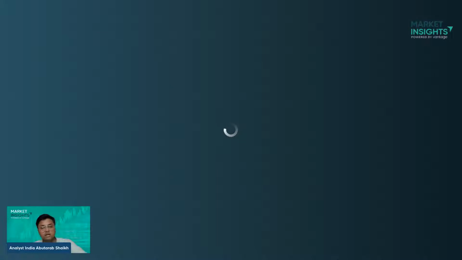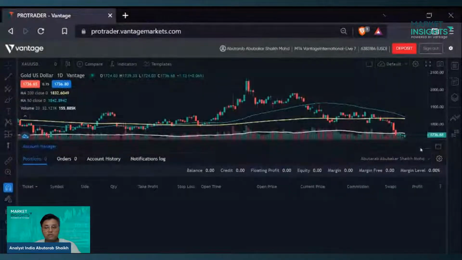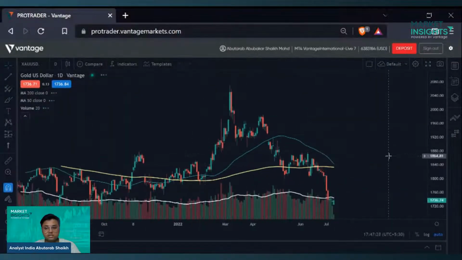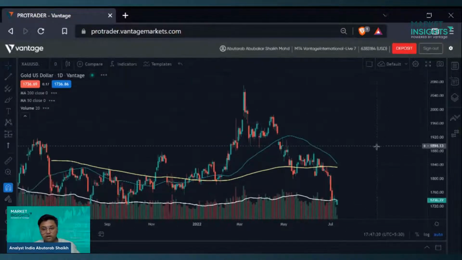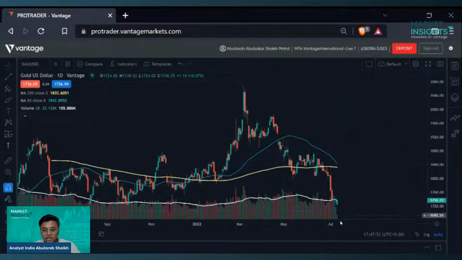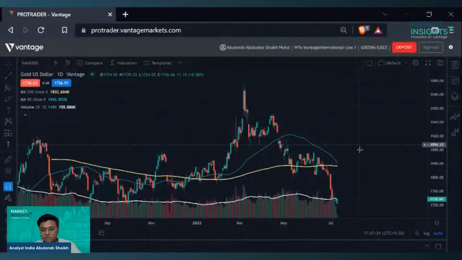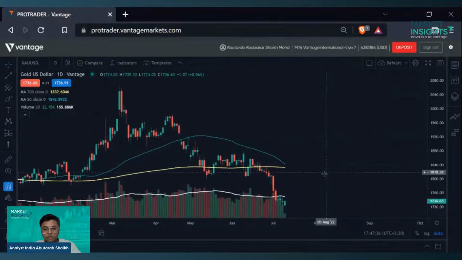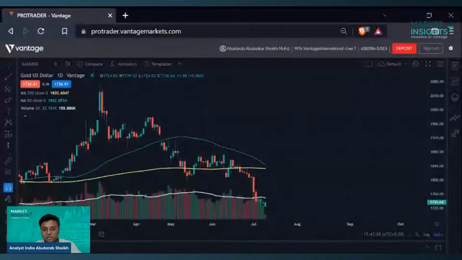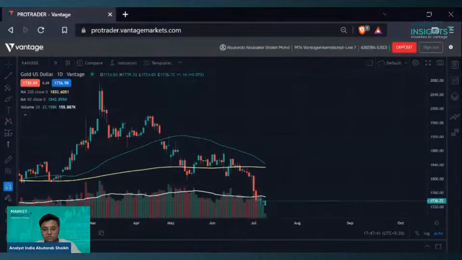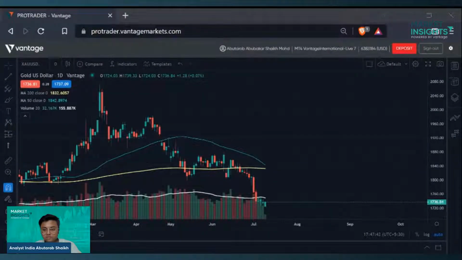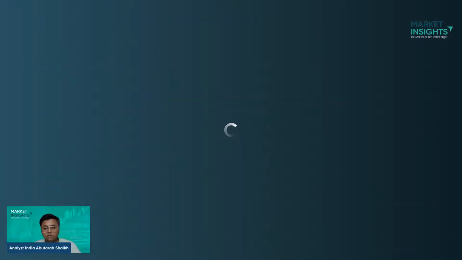Okay, so let's start. I suppose everybody is able to see this. This is the Vantage terminal of ProTrader. And we are here. I suppose everyone is able to see it, right? Well done. Can somebody confirm that you are able to see this? Let me start it again. There's some technical difficulty, but don't worry. It is visible now.